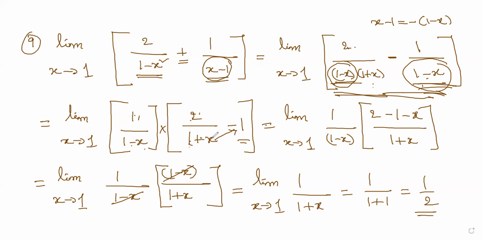When you take the LCM, minus 1 into 1 plus x, that is minus 1 minus x, whole divided by 1 plus x. So 2 minus 1 is 1, 1 minus x by 1 plus x, 1 minus x is out. So you are left with limit x tends to 1, 1 by 1 plus x, 1 by 1 plus 1, that is half. Okay. Clear? Yeah. Let's move on.